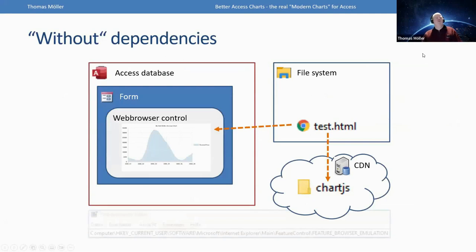So let's have a look at the whole thing without dependencies. We only need the file system to hold the HTML file. The JavaScript library comes from a CDN from the web. And I've blurred the registry down here because we don't need it anymore.